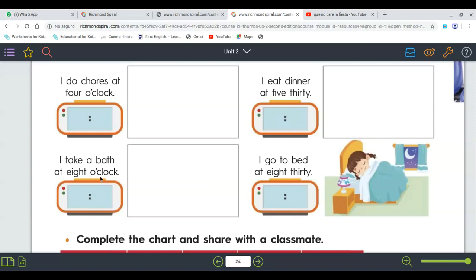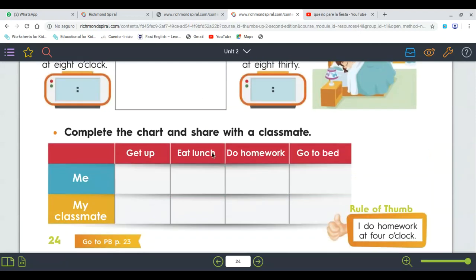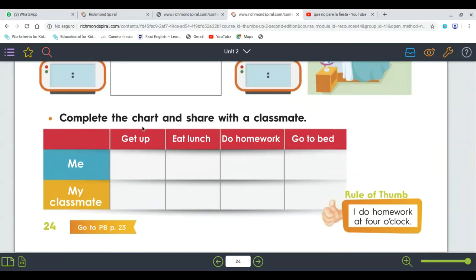As you can see, we have o'clock and 30. 30 is la mitad de la hora. 8:30, 5:30, 2:30, 2 o'clock, 2 en punto. You have to practice the hour. And here we have the chart.